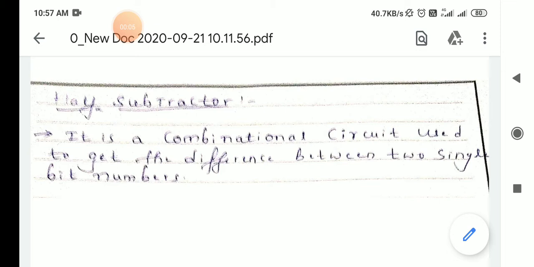Today we will discuss the half subtractor concept. In the last class, or in the last video, we started ALU design, that is the arithmetic logic unit design. It is a combination of arithmetic operations and logical operations.